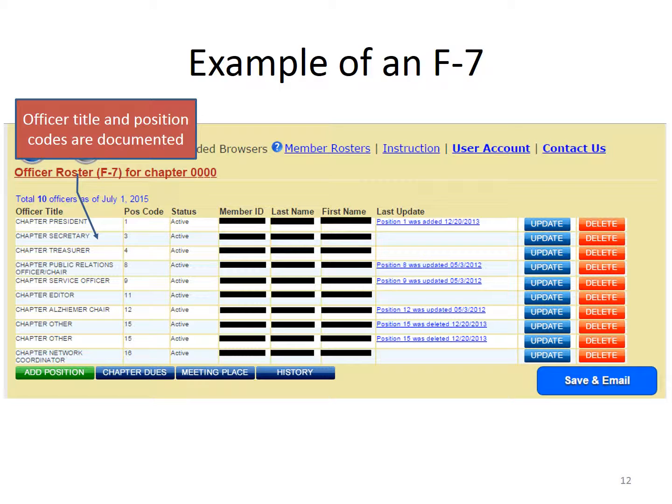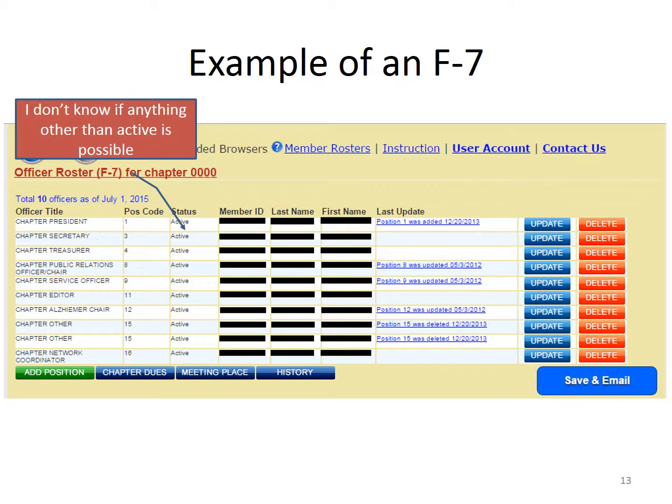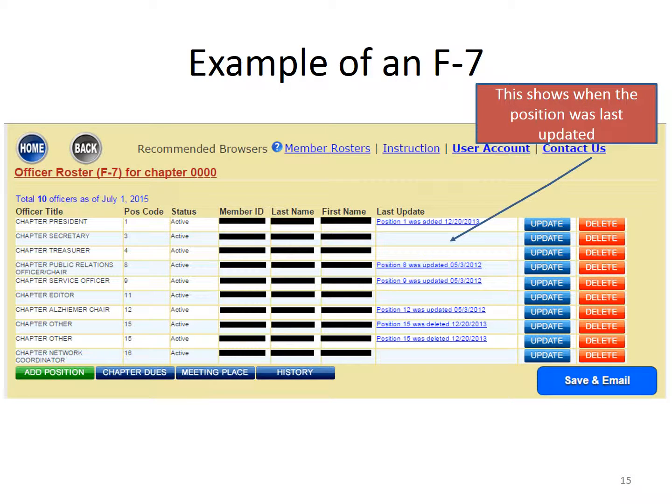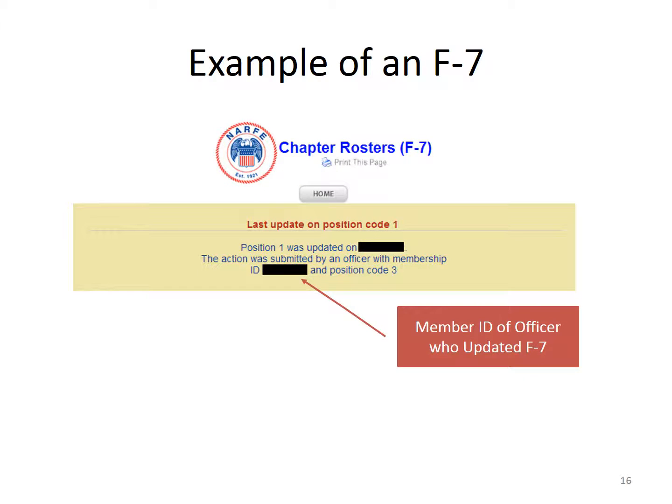The officers and their titles for the chapter are listed. If a position is not filled, then it will not be shown. There may be something other than active, but I have not seen it. As always, personal information is hidden. The last update field can be very useful. As you can see, this tells who updated the record.